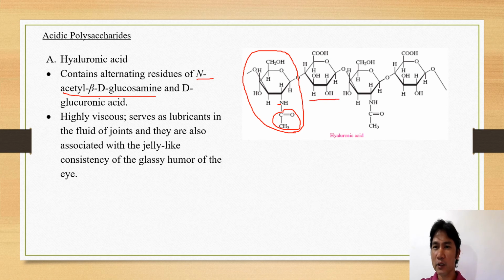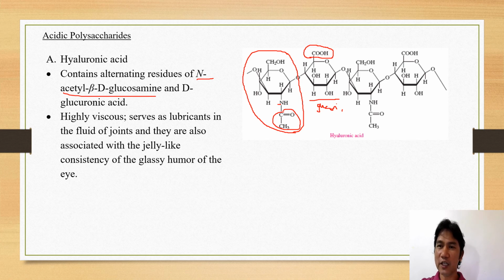Remember, in the reaction of sugar, if carbon number 6 is oxidized to carboxylic acid, remember, this is the carboxylic acid, the glucose becomes glucuronic acid. So this is the glucuronic acid. So beta, okay, this N-acetylglucosamine is connected to glucuronic acid via beta 1,4.